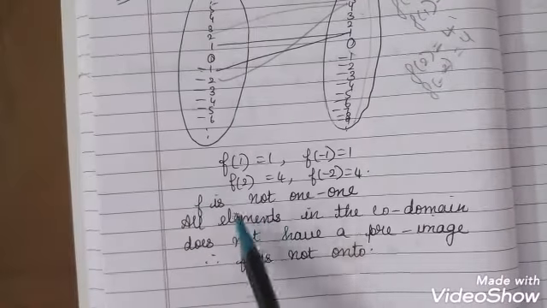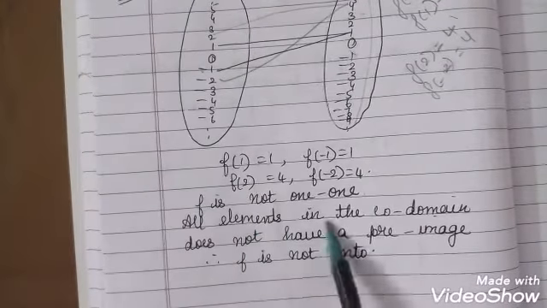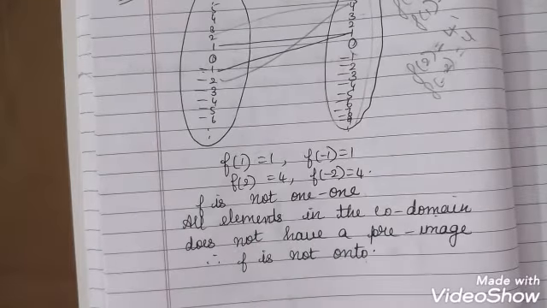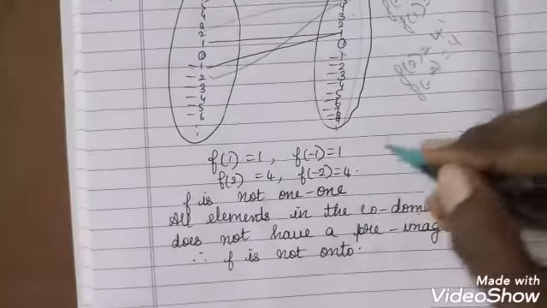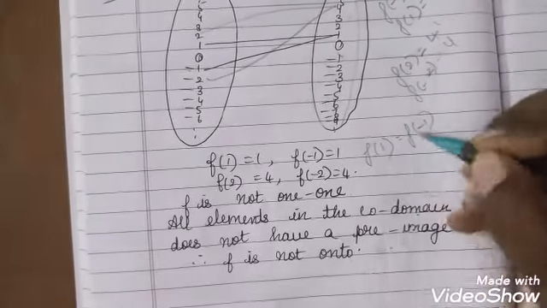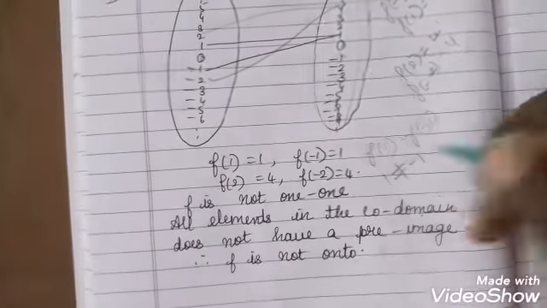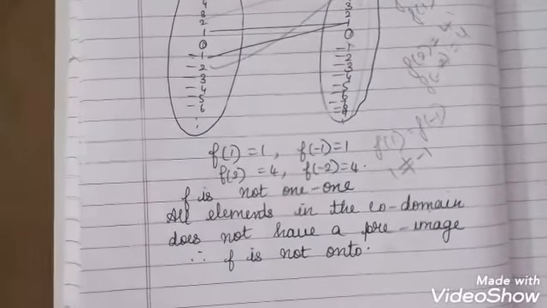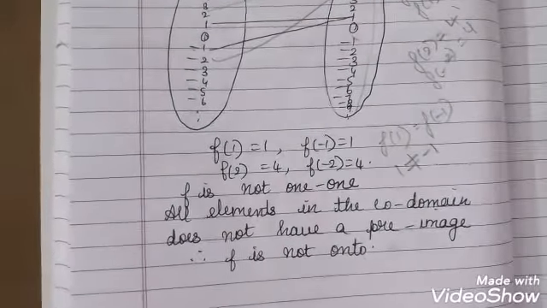So in this case, f is not 1 to 1, and all the elements in the codomain do not have a pre-image. Therefore, you say that f is not onto. Got it? Why do I say it is not 1 to 1? F of 1 is equal to f of minus 1, but 1 is not equal to minus 1. Therefore, you say that it is not 1 to 1 and onto. In other words, it's not injective and not surjective.